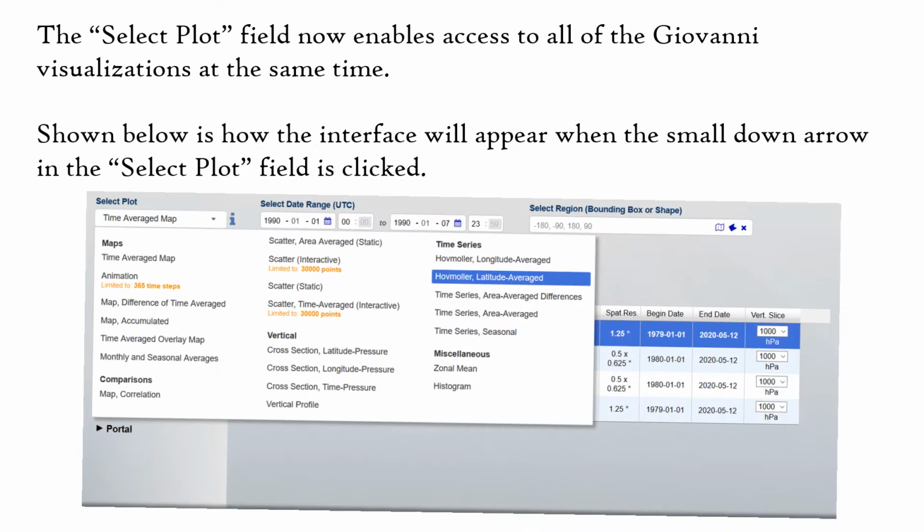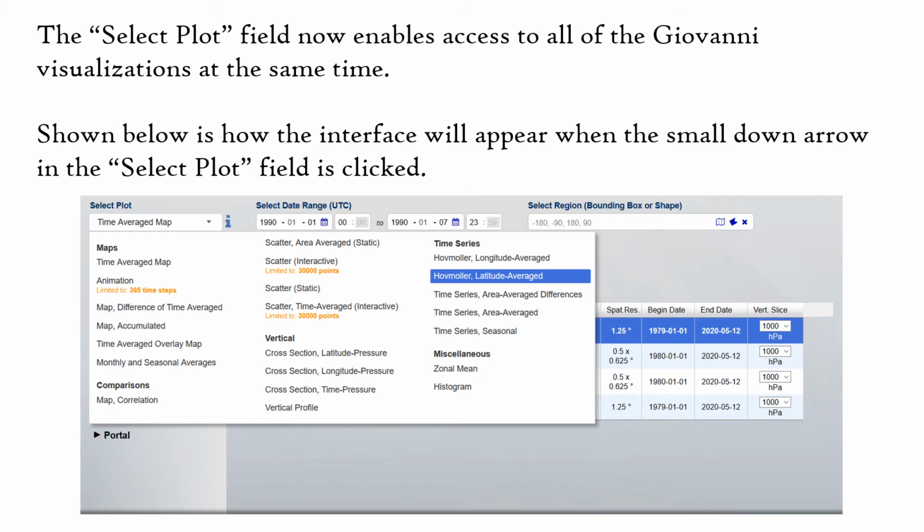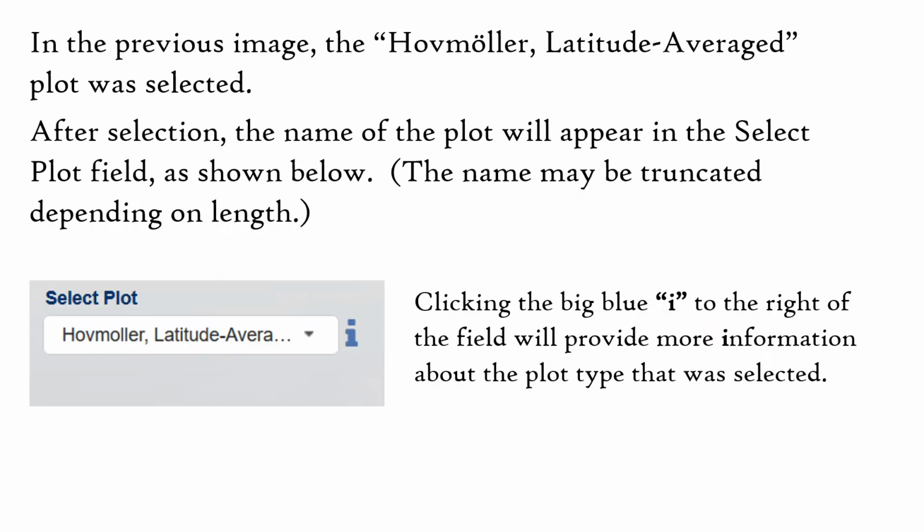Shown below is how the interface will appear when the small down arrow in the Select Plot field is clicked. In the previous image, the Hovmoller latitude averaged plot was selected. After selection, the name of the plot will appear in the Select Plot field as shown below. The name may be truncated depending on length. Clicking the big blue I to the right of the field will provide more information about the plot type that was selected.